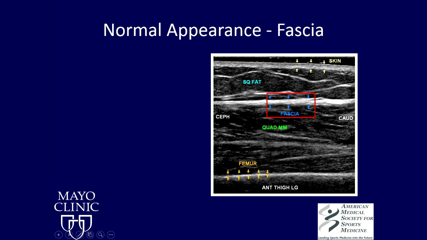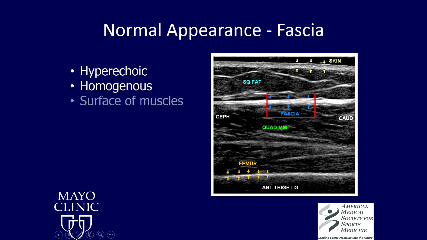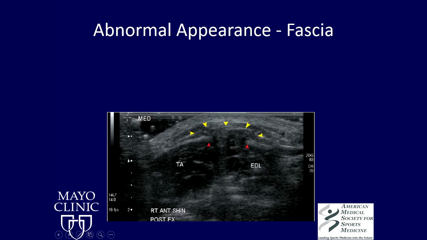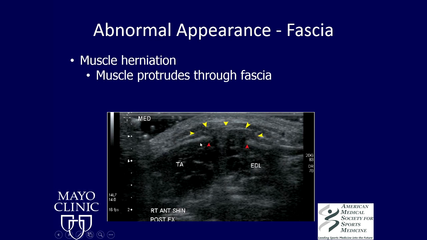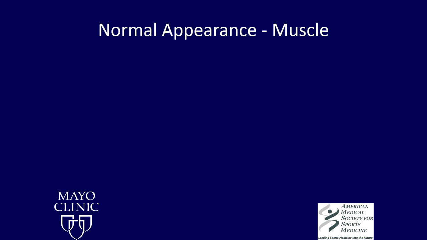Below the subcutaneous tissue is the fascia, which is hyperechoic. It's homogeneous and sits on the surface of muscles. One abnormality that you might see is a muscle herniation. So here is fascia sitting on top of hypoechoic muscle. Here's fascia again. And here is a defect in the fascia with the muscle protruding up through that area. And you can enhance the ability to see this with dynamic imaging.